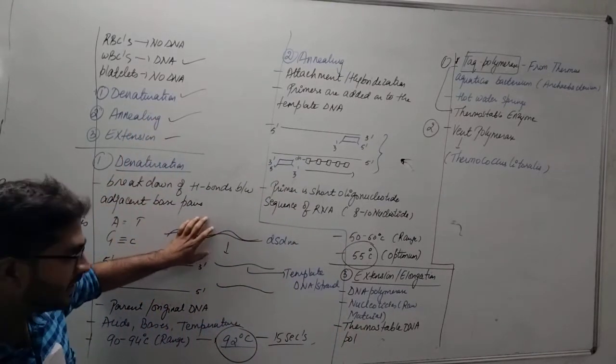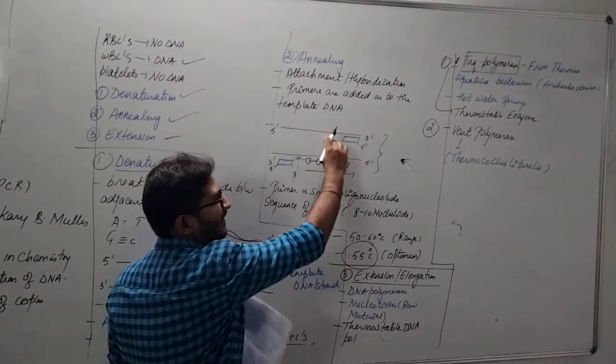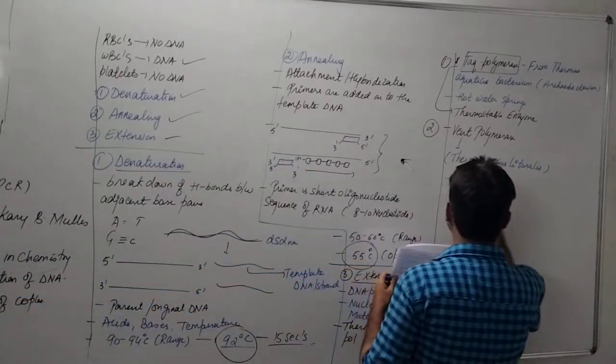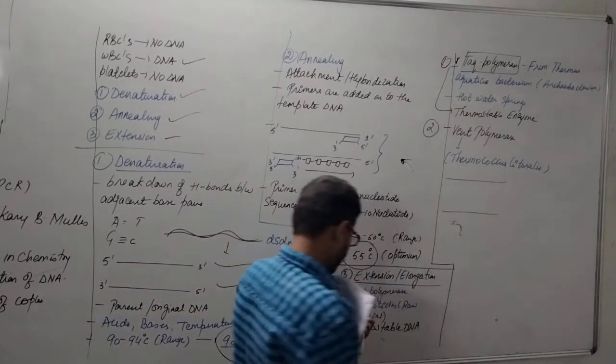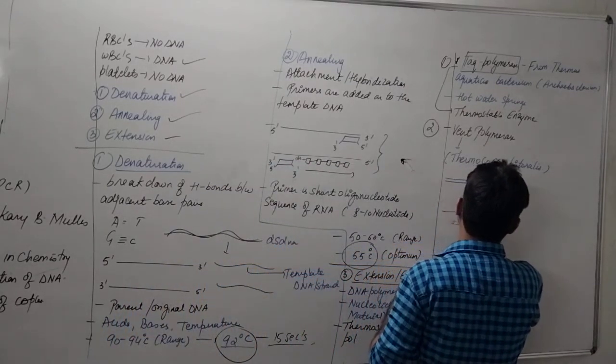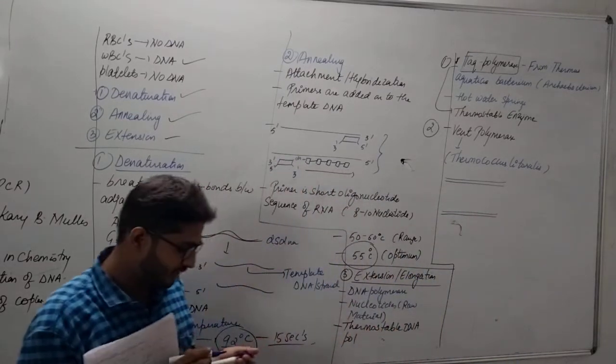So denaturation, annealing as well as extension. We started with the one DNA. Now what we will get? Template is there, nucleotides are also there, DNA polymerase is also there. Now what we will get? One parent strand and one daughter strand, means one old strand we will get and one new strand we will get. So from one we have got 2 DNA strands, right?